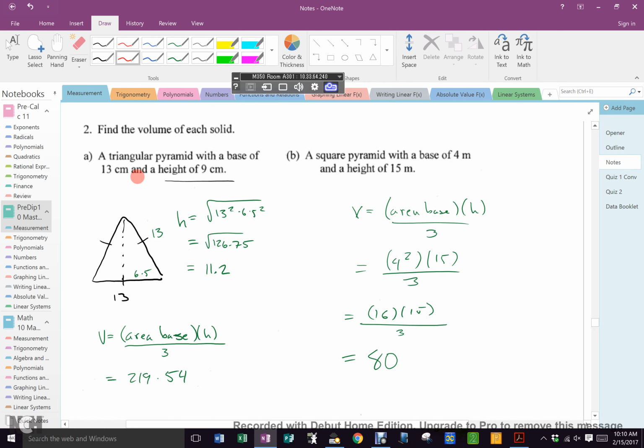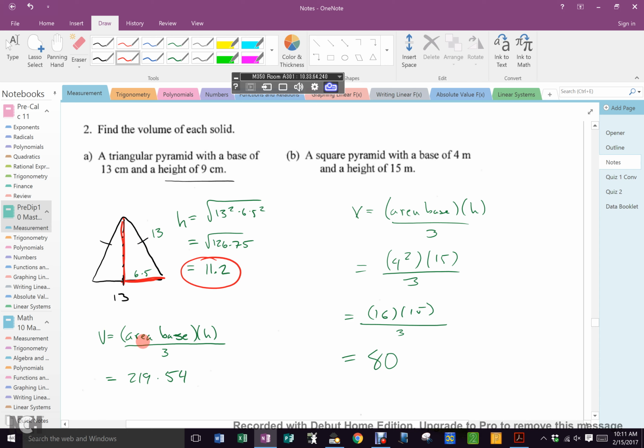The triangular pyramid. Now, this was a tricky question because many kids in my other block did not understand what the question meant. A triangular pyramid with a base of 13 centimeters. If the base of the pyramid is 13 centimeters, that means no matter what side you're looking at, it's 13 centimeters. So the base of the pyramid had to be an equilateral triangle of 13 centimeters each. How do you find the area of an equilateral triangle? You have to split it in half and do Pythagoras. You know that's 13, you know that's 6.5, so you do Pythagoras to get the height. Once you get the height, you got it to be 11.2, right?